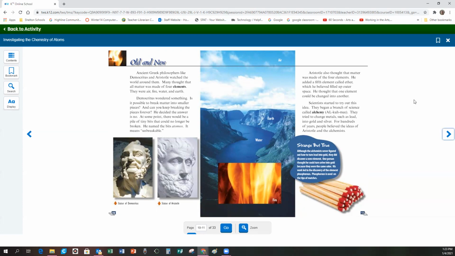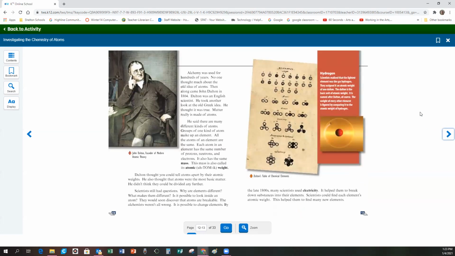Phosphorus is used on the tips of matches, and phosphorus usually has a yellow color associated with it, I believe. Anyway, alchemy was used for hundreds of years. No one thought much about the old idea of atoms.